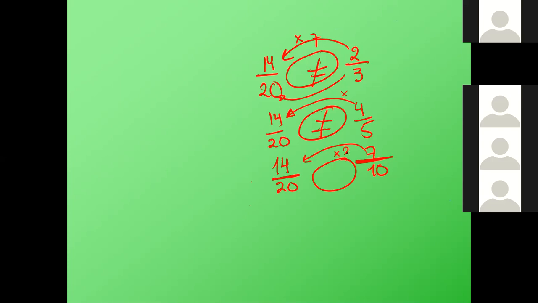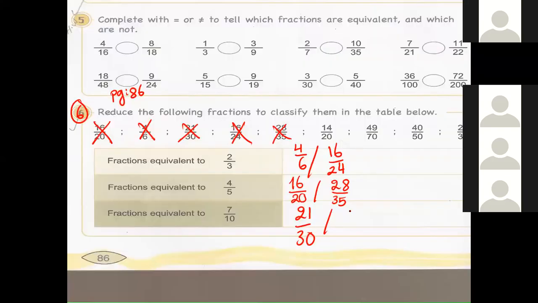Seven times two equals 14, and ten times two equals 20. Excellent. So equivalent or non-equivalent? Equivalent. Bravo. So I will write 14 over 20 beside 7 over 10 in this box. Equivalent. Yes. Is it clear, teacher?